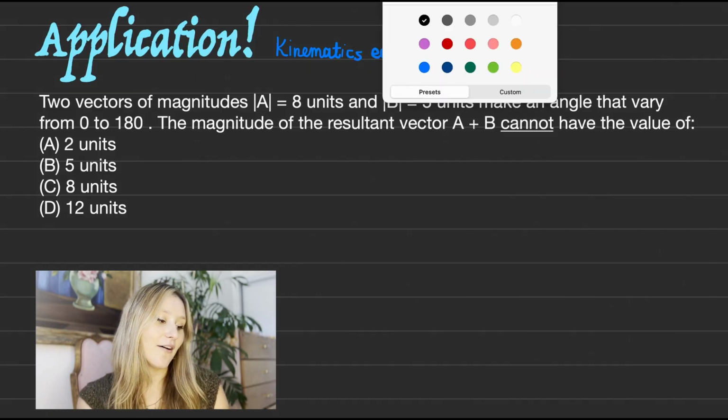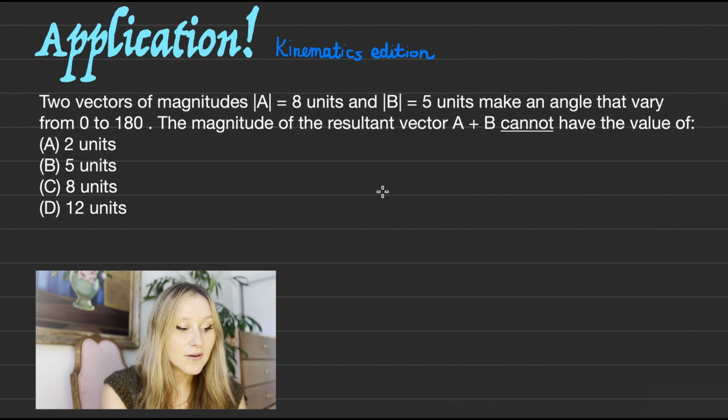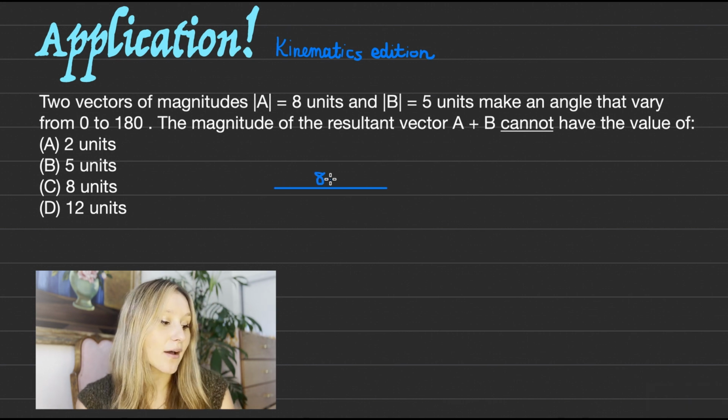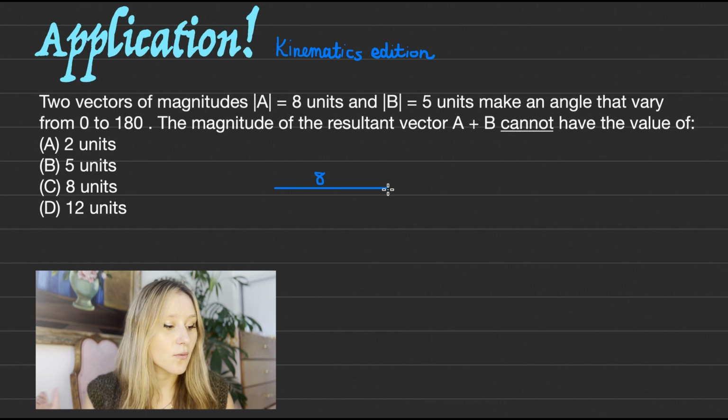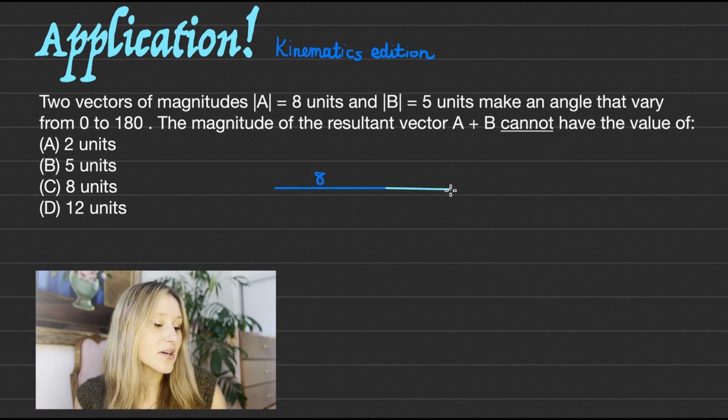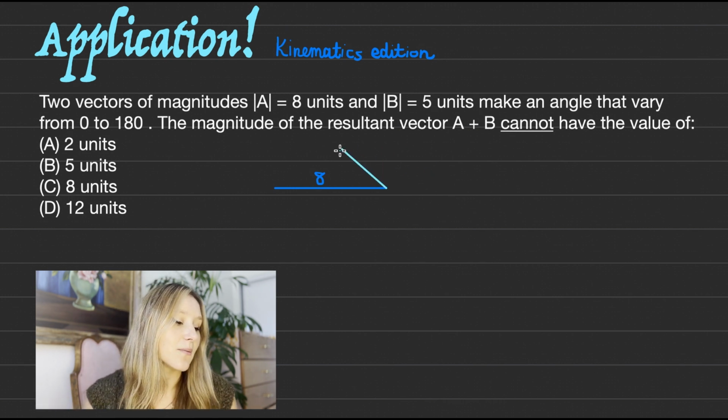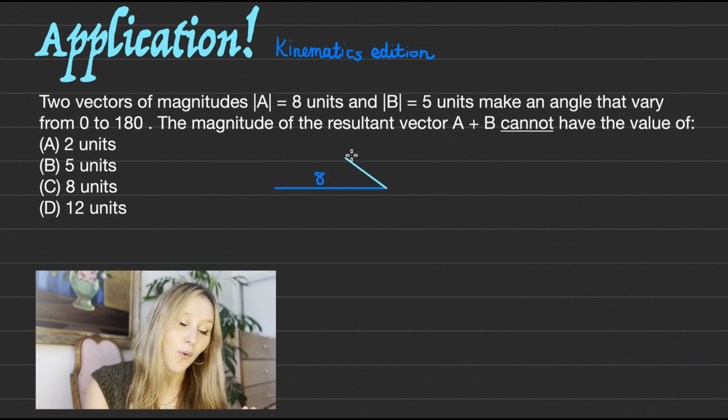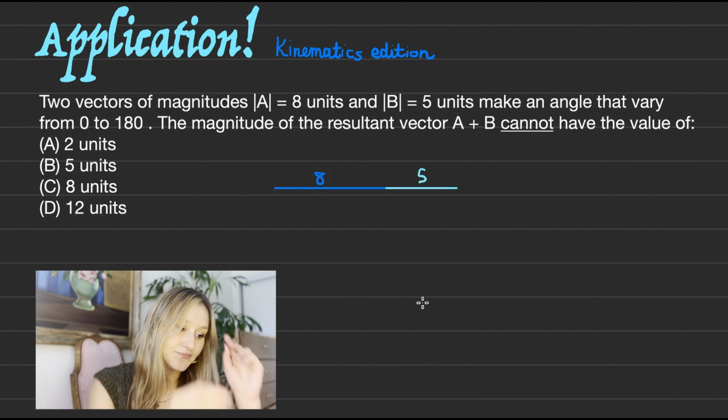Let's put all of this together with an application. So I have 2 examples that I pulled directly from practice MCAT, and then I have a final example of the day that is just going to help us learn kinematics overall. So we have 2 vectors of magnitude 8 units and 5 units, making an angle anywhere from 0 to 180. So it could be 0 and they could be pointing in the same direction, or it could be 180 and they're pointing in opposite directions.